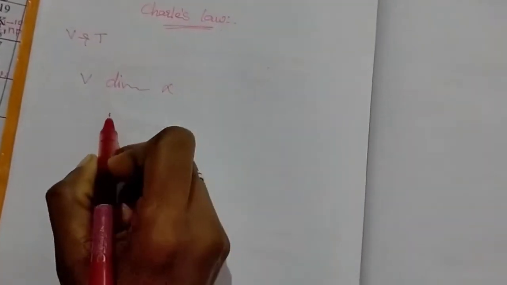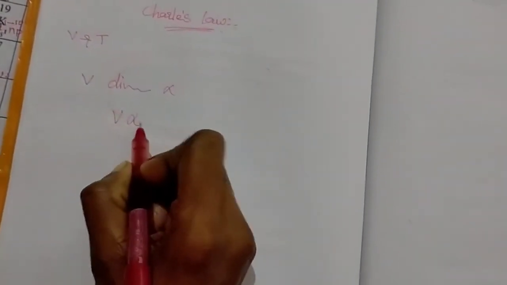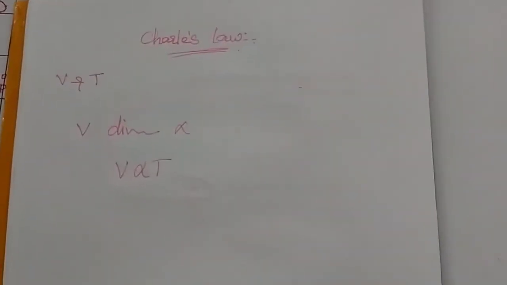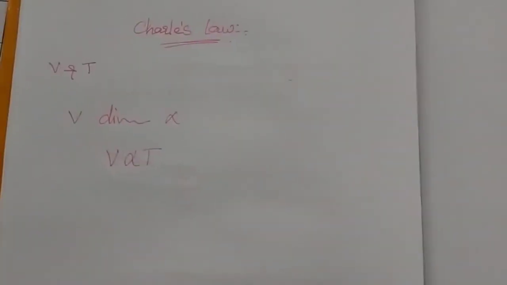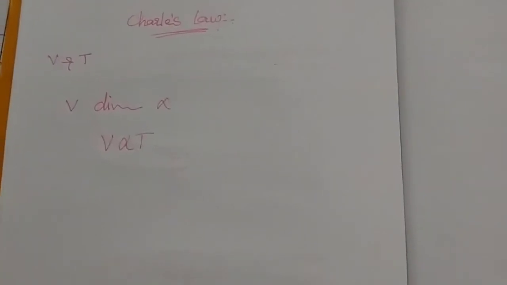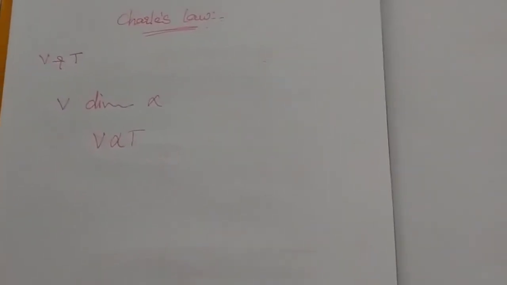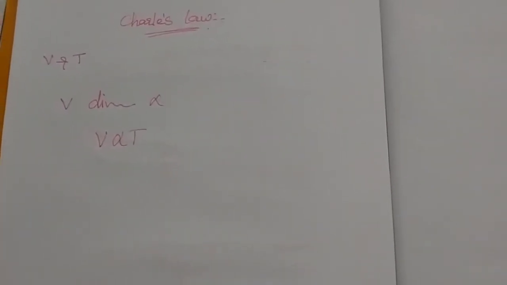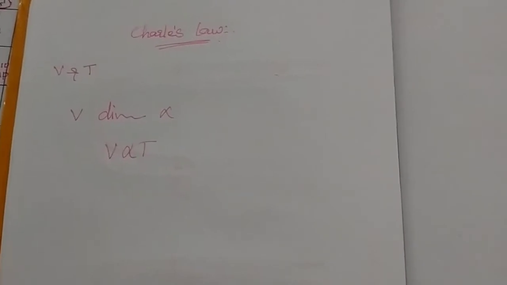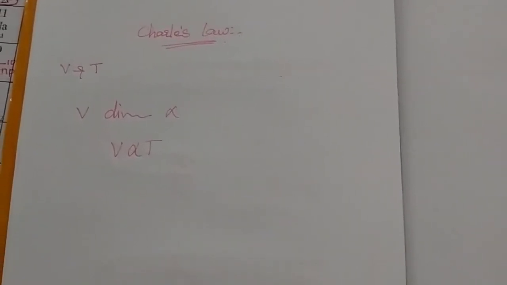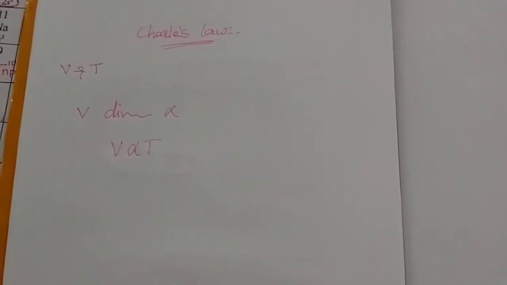So what is volume directly proportional to temperature? V directly proportional to T. Here he expressed temperature in Kelvin. Here the pressure is constant and the number of molecules is also constant. So what will be different? Volume and temperature will differ.